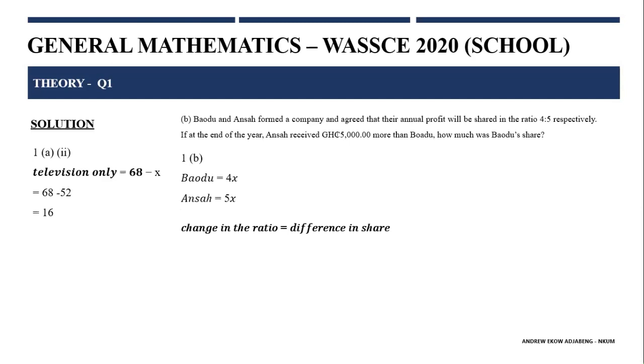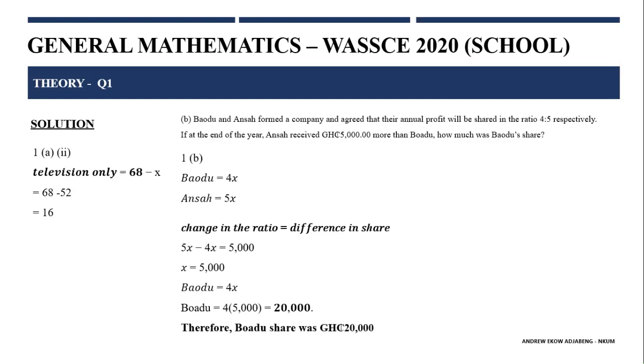Change in ratio is equal to the difference in share. What that means is that 5x minus 4x equals 5,000, so x equals 5,000. It means that Boedu's share is x times 4, which is 5,000 times 4, and that gives you 20,000. Therefore, Boedu's share was 20,000.